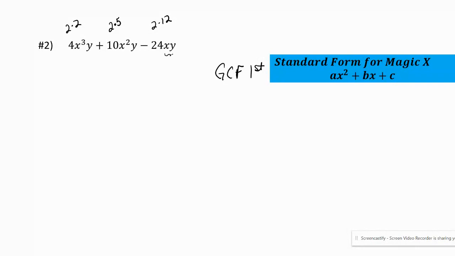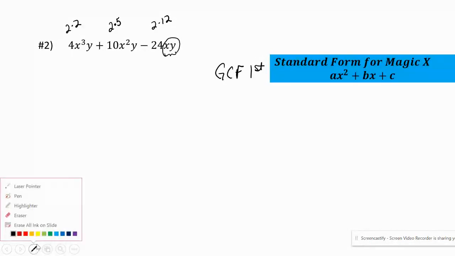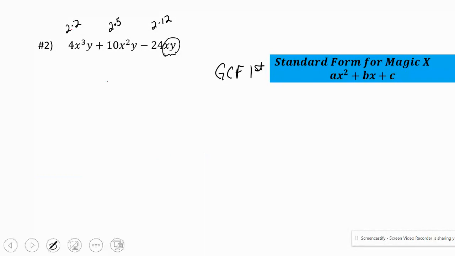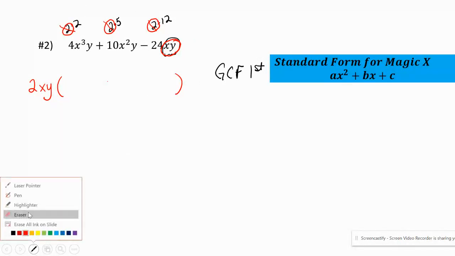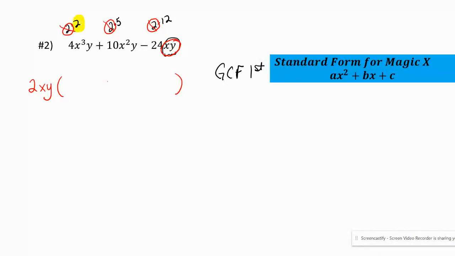And then I'm also going to pull out the back amount of letters. So X and Y is going to come out. That's how we find the GCF. So I can pull out a 2 from everyone and also the XY. So my GCF is 2XY, and then draw parentheses. So we took out a 2. So the numbers that are left are 2, 5, and 12. We have a 2, a 5, and a 12 left.